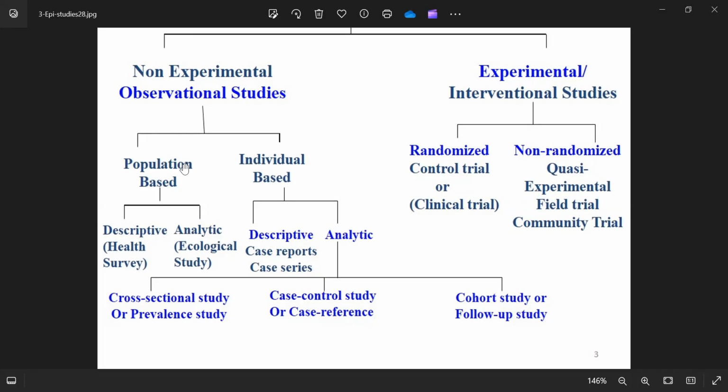Okay, under observational study. Then the next is analytical. Remember, we are still under observational study, and we have divided it into population-based and individual-based. Under population-based, we've looked at the health surveys, and we've looked at descriptive and analytical. Under analytical, we looked at ecological study. Then we are now under individual-based, where we have looked at descriptive, and we have been able to look at case reports, case series, and case study, which are designs used for individuals.